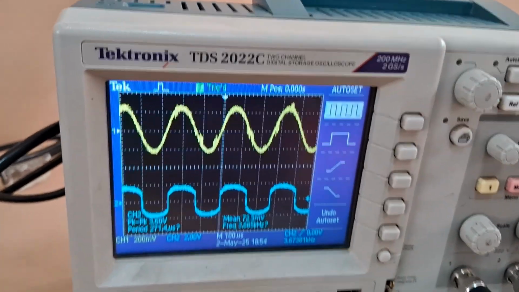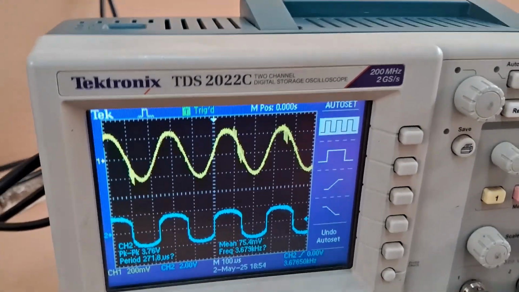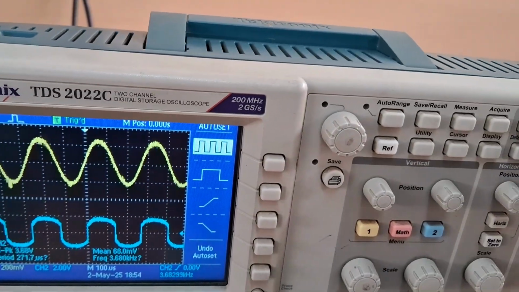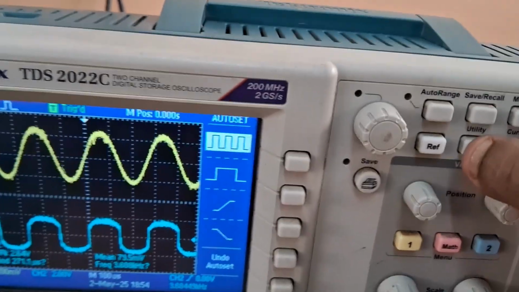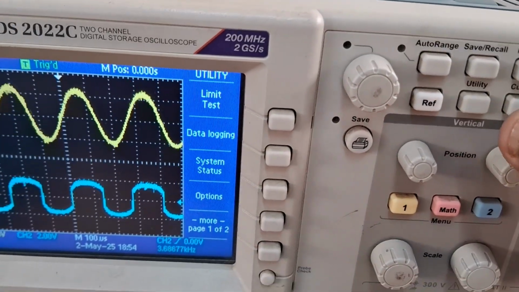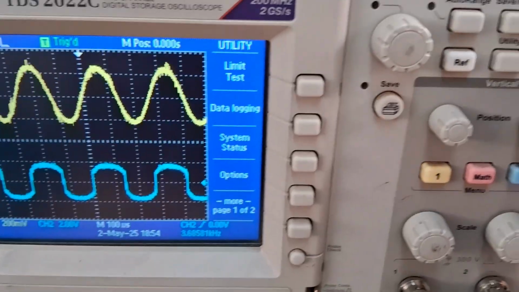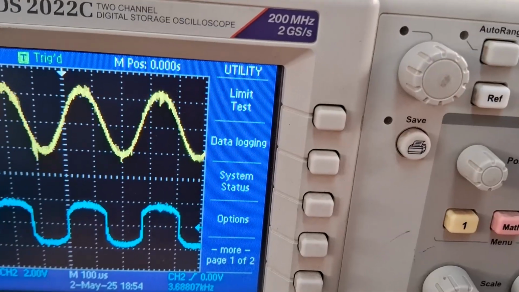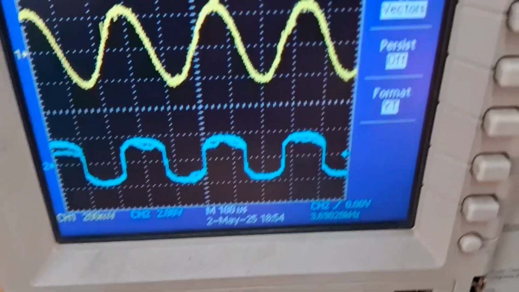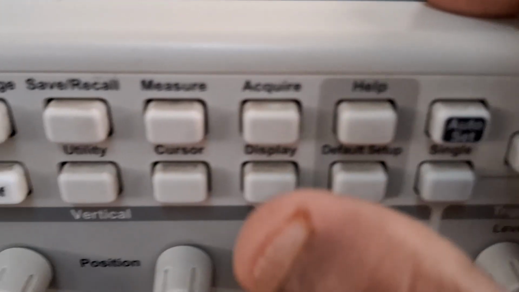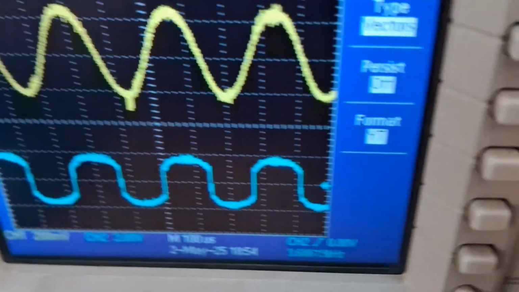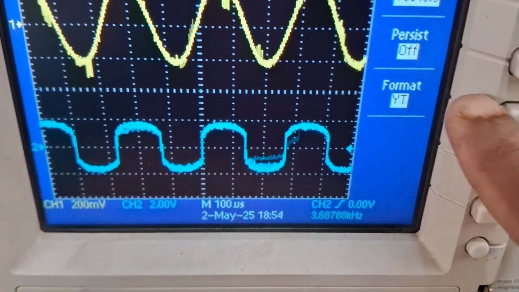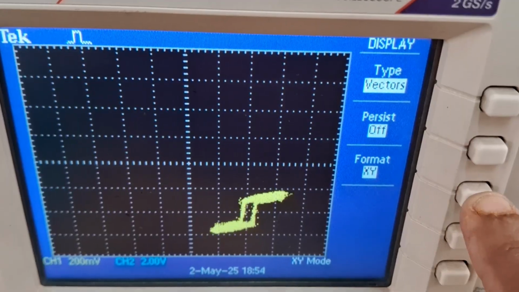Now as you can see, the characteristics can also be observed on the DSO with the XY mode. So on the DSO, how do you observe the XY mode? Go to the display option of the DSO. Once you press the display option of the DSO, what you will get is a format, right? In that format, use the XY mode.